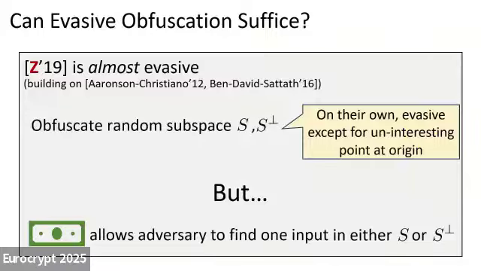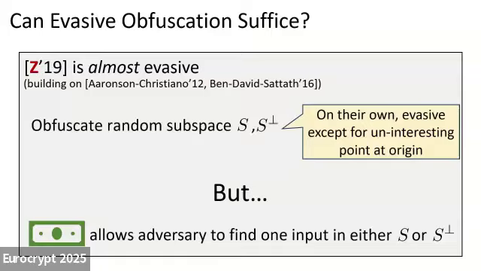And the second observation is that the prior work actually almost seems to use evasive obfuscation. So the idea in the prior work is that what you're going to obfuscate are a random subspace S and its orthogonal subspace S perp. So on their own, except for this kind of uninteresting point at the origin, obfuscating a random linear subspace actually is evasive. You can't find an accepting input other than the trivial origin to a random subspace. And so if you had evasive obfuscation for subspaces, intuitively it seems like it should work.